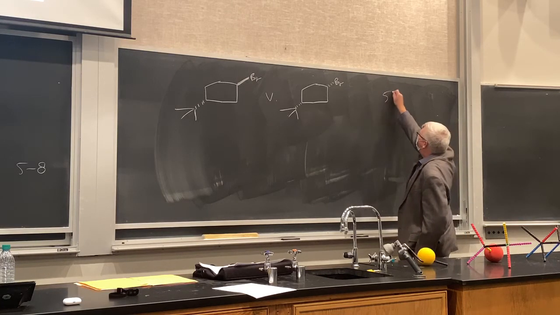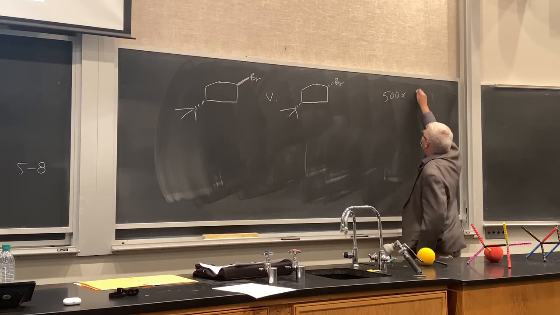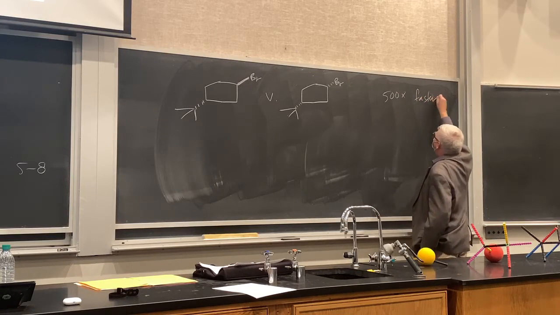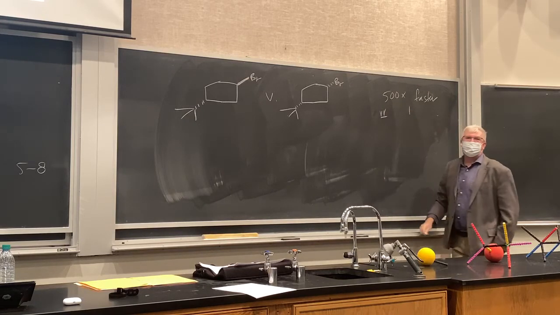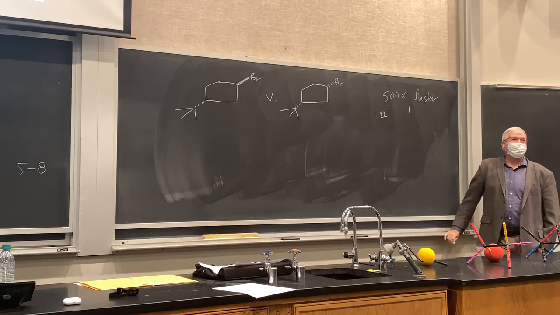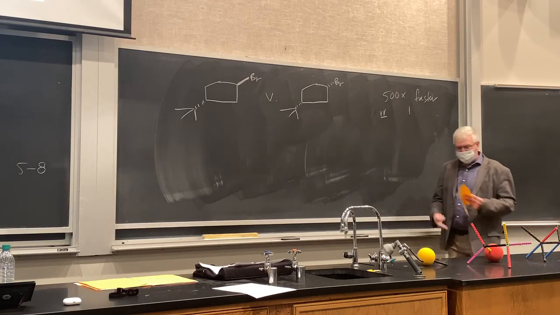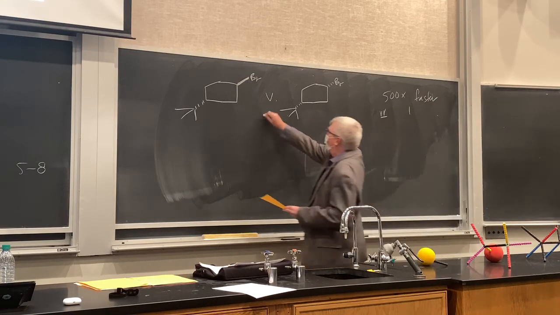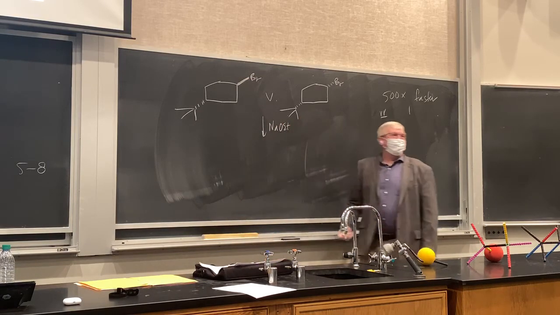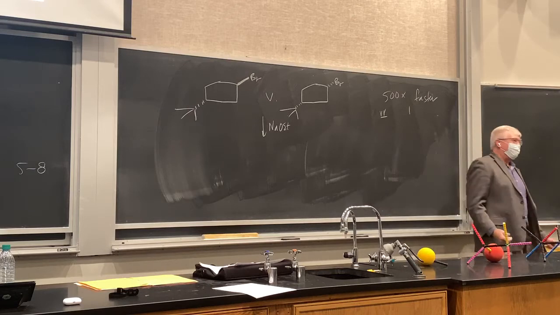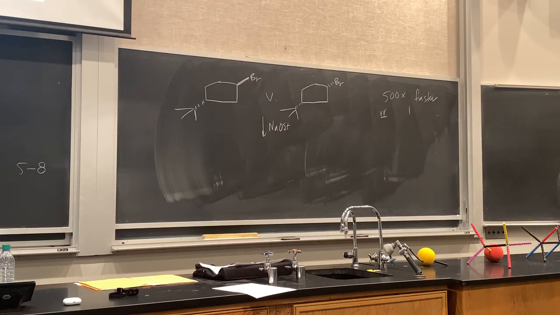One of these is 500 times faster than the other. So the relative rates of the reaction are 500 to 1. Which one reacts 500 times faster here with sodium ethoxide? You can't tell, right? They're both secondary halides. How are you going to tell this one? What do we have to do? Anybody have an idea how we're going to approach this problem?